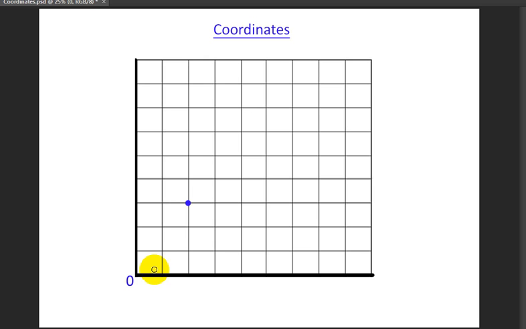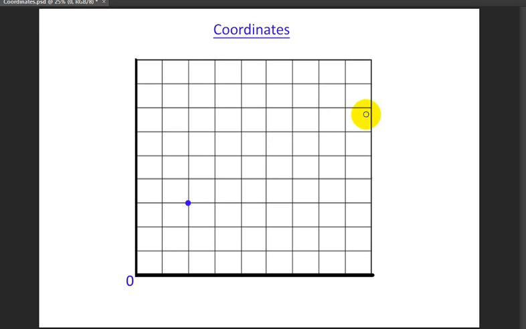So how would you get from the zero to the blue point? Well, you could say that I'm going to go 2 blocks to the right, and then 1, 2, 3 blocks up. Those are the coordinates of that point. 2 steps to the right, 3 steps up.